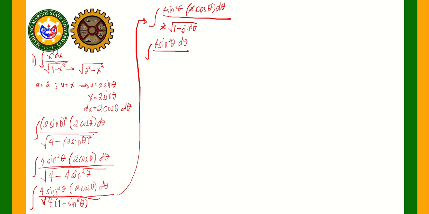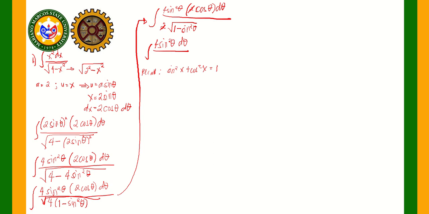Okay, so if you recall your trigonometric identities on the Pythagorean relations, si 1 minus sine squared theta is equal to cosine squared theta. Okay, so recall na lang natin dito. Recall sine squared x plus cosine squared x is equal to 1.